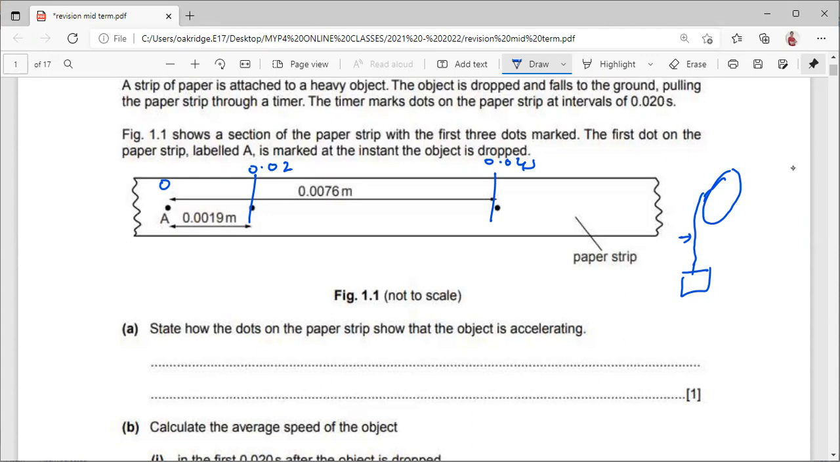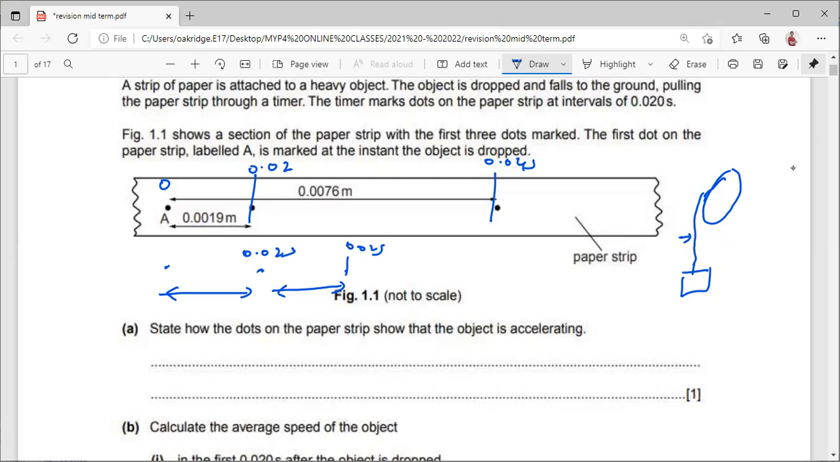State how the dots on the paper strip show the object is accelerating. So the question is a logical question here. If the dots were equispaced like this, 0.0019 meter, and again after 0.0019 meter, that is 0.02 seconds, if you get one more dot, that means equal distances in equal intervals of time. That's what we can say.